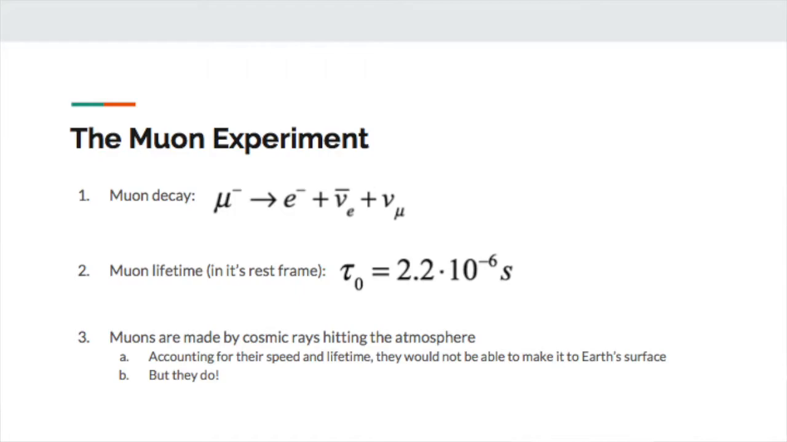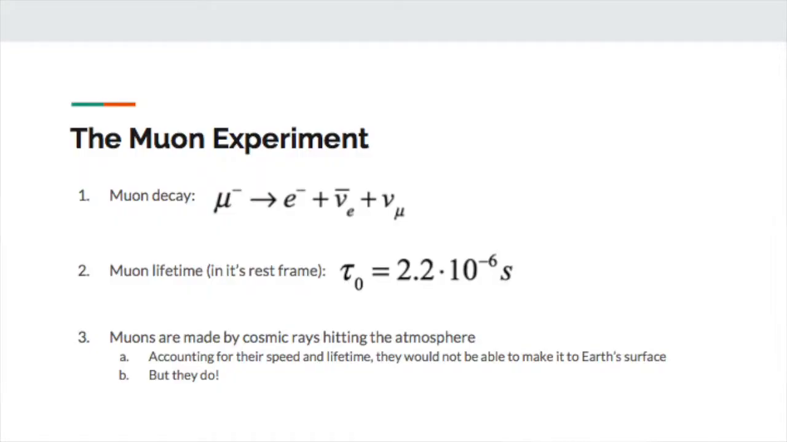So now, we have cosmic rays hitting our atmosphere all the time. Accounting for their speed and their lifetime when they are produced in the atmosphere, they would actually not be able to make it to Earth's surface given those conditions. But somehow, we happen to measure them all the time, arriving at Earth's surface. So how is this possible?